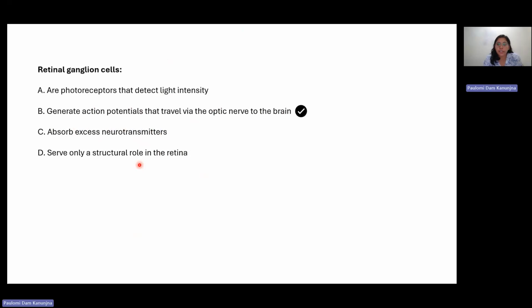We know this already. These are the cells which are responsible for generation of action potentials because of light activation on the retina. When there is light falling on the retina, you have all these cascade actions going on, and that ultimately leads to cell hyperpolarization, which leads to the generation of action potential, which is then further passed on to the brain.